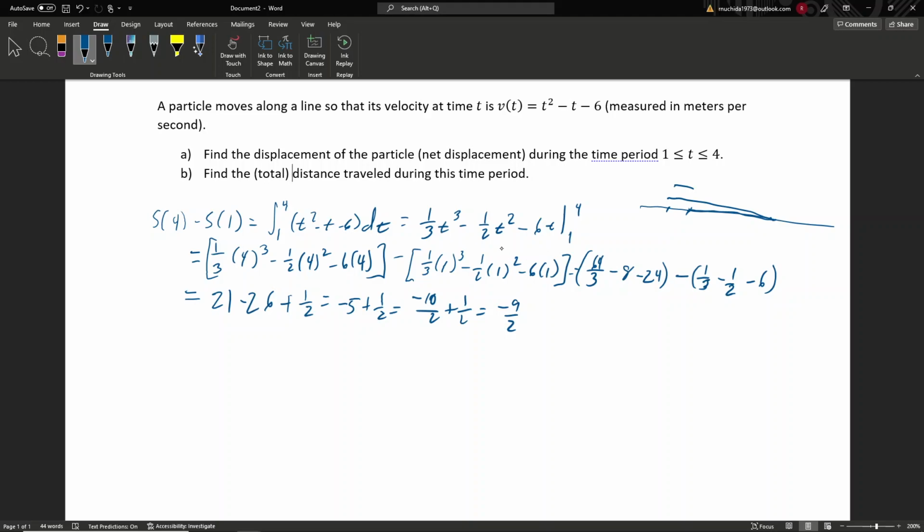But when we're talking about the total distance, we want to figure out what this distance is, plus that distance going back, to see what is the total distance that it actually did travel.